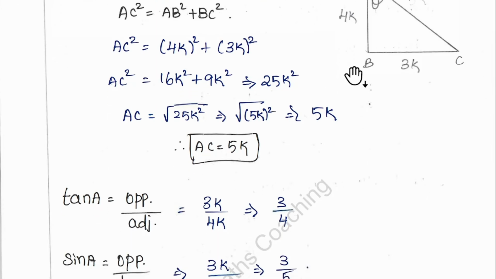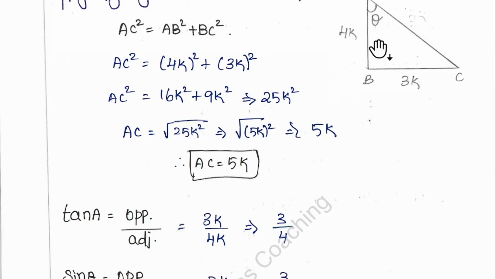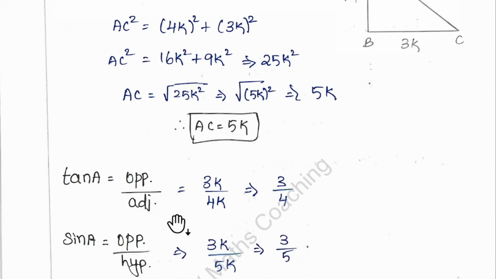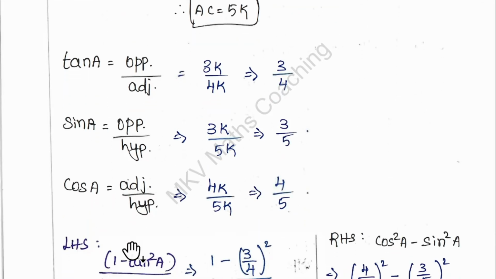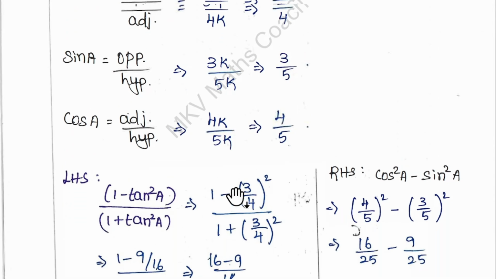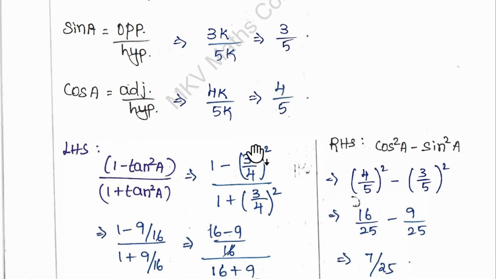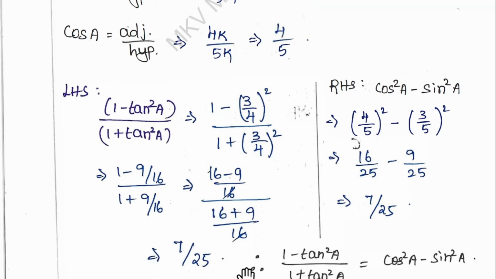So once you get tan, next is sine and cos we need. Sine is opposite side is 3, hypotenuse is 5k. And cos will be adjacent is 4, hypotenuse is 5k, right? So you just substitute the values and you got the tan, sine, cos values. Now take the LHS. 1 minus tan square A by 1 plus tan square A. Just substitute the tan value, which is 3 by 4, right? So substitute 1 minus 3 by 4 the whole square by 1 plus 3 by 4 the whole square. Okay, so just 1 minus 9 by 16, cross multiply it, you'll end up with 7 by 25.